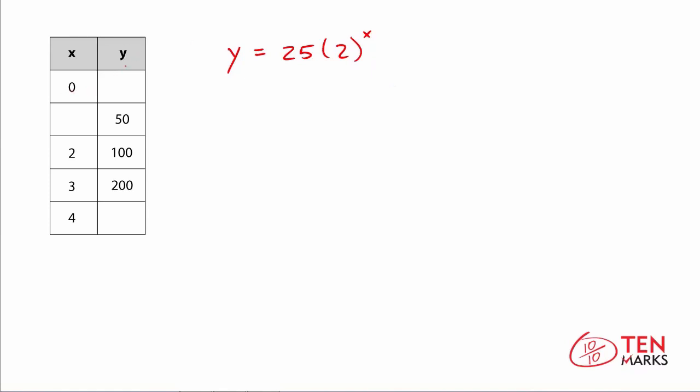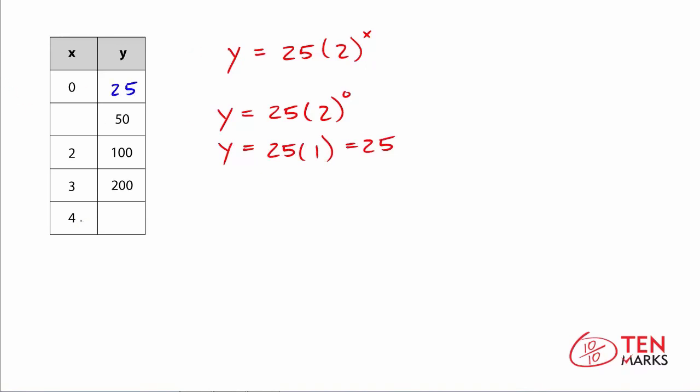We need to find what the value of y is when x equals 0. And to do that, you're just going to substitute y equals 25 times 2 to the power of 0. Anything to the power of 0 is 1, so this simplifies to 25 times 1, which equals 25. So our first missing value here is 25.